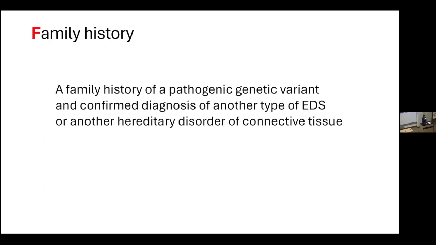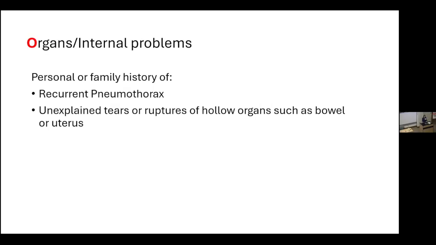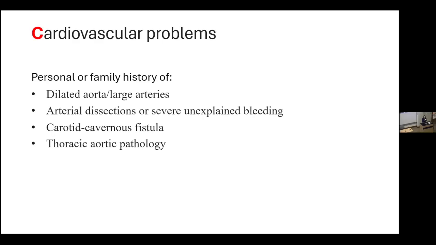So for the family history, if there is a family history of a pathogenic genetic variant and confirmed diagnosis of another type of Ehlers-Danlos syndrome or another hereditary disorder of connective tissue, we want to be thinking along those lines in the differential diagnosis of our patient. If there's a personal or family history of recurrent pneumothorax, that might be pointing us to the vascular type of Ehlers-Danlos syndrome or to Marfan syndrome. And if there are unexplained tears or ruptures of organs, such as bowel or uterus, we should be thinking about the vascular type of EDS.